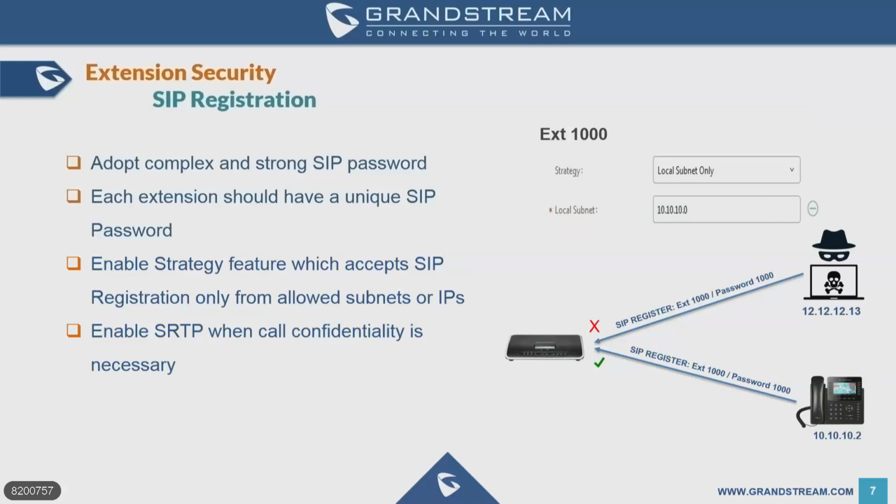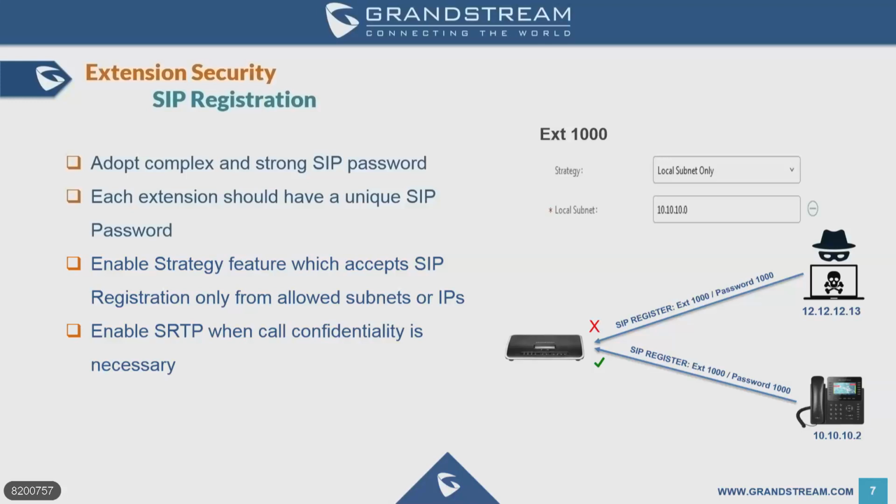SIP registration. This concerns the security measures that you need to take when you create extensions. Rule number one, always assign extensions complex passwords. I still see a lot of people that have the UCM accessible from outside, and they still have easy extensions with easy to guess passwords like admin123 and some easy combination. So always make sure that the SIP password associated with the extension is really complex and a long password, at least 12 characters.